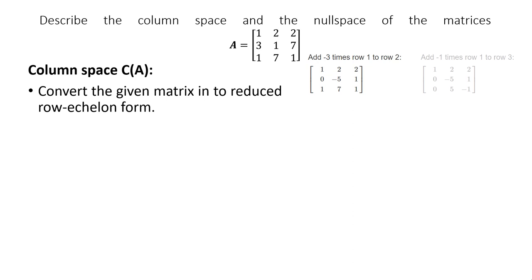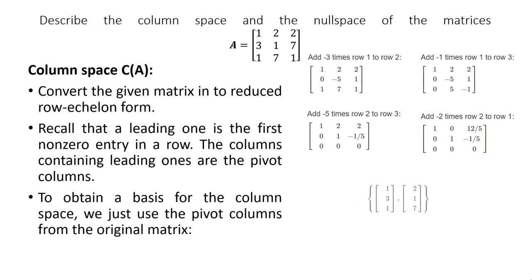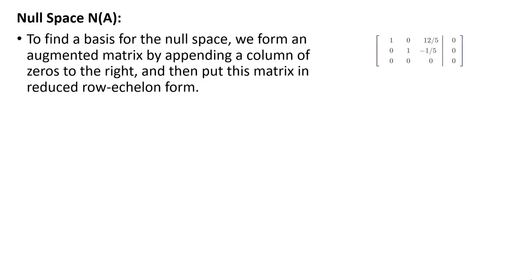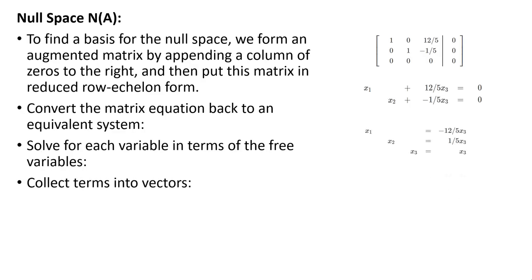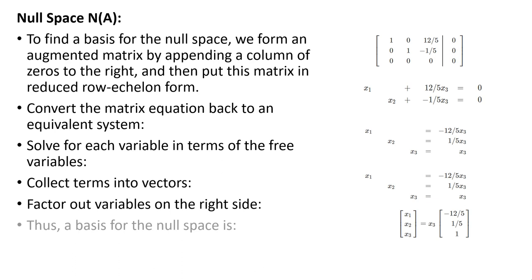For this, we have calculated the column space. Then the dimension of the column space is 2. For the null space, we have calculated the null space for the given vector, which is this. Then the answer for the dimension of the null space is 1. Alright.